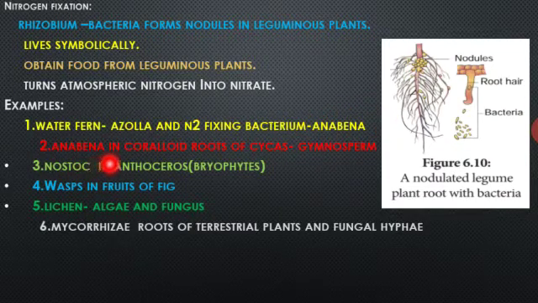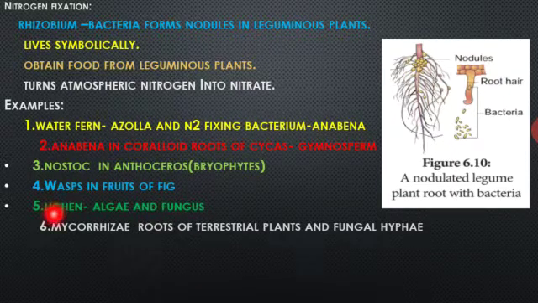And next one, Anabaena, that is found in the cycas plant. It is a gymnosperm. It has these bacteria, so the roots are named as coralloid roots. Okay, next one, Nostoc. This is the Nostoc that is present in the bryophytic plant named Anthoceros. Wasp, it is found in the fig.